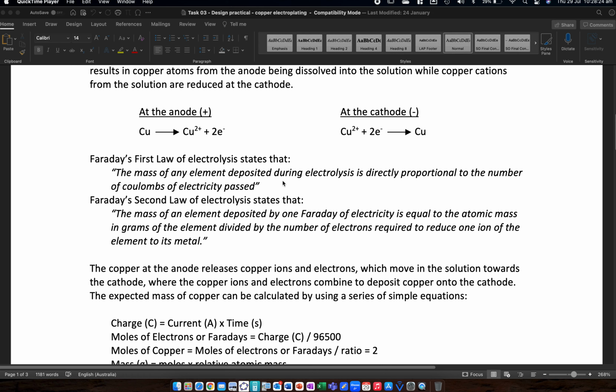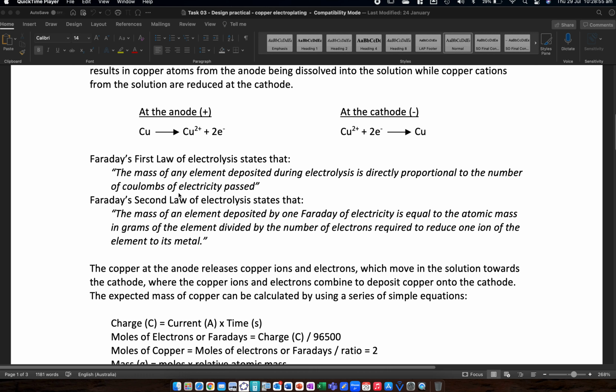So there is a bit of stuff here, a couple of things about electrolysis, okay? And it says that the mass of any element deposited during electrolysis, so the amount that's being deposited, is directly proportional to the number of coulombs of electricity passed. Now, for those in physics, which is only one of you, coulombs is not a problem. For the rest of you, you probably go, what the hell's coulombs?